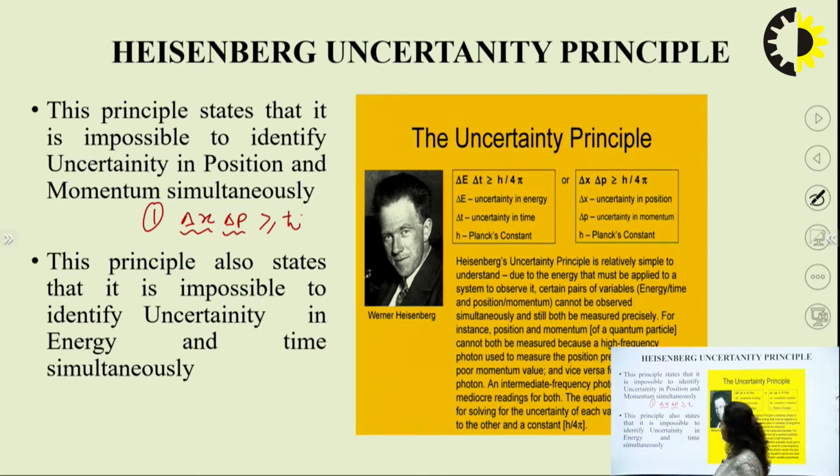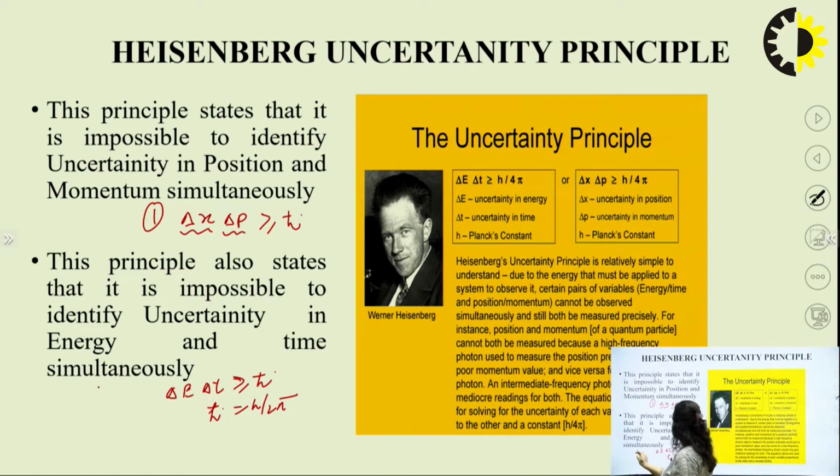The second statement of the Heisenberg uncertainty principle states that it is impossible to identify energy and time simultaneously. We cannot identify delta E and delta T simultaneously at the same time. So delta E multiplied by delta T is greater than or equivalent to h cross, where h cross is equivalent to h by 2 pi. We can also write delta x multiplied by delta p as equivalent to, or greater than or equivalent to, h by 2 pi.